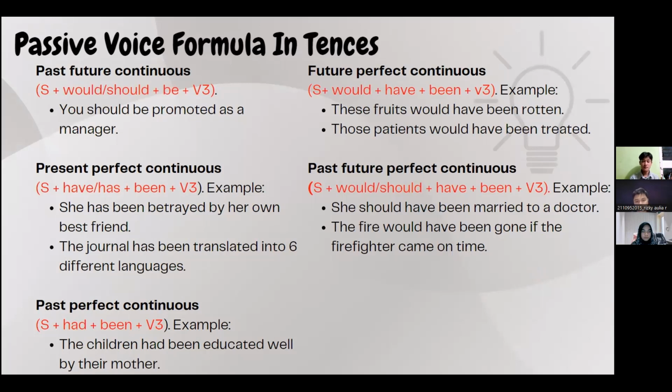The next one is future perfect continuous. The formula, subject plus will plus have plus been plus verb 3. For the example, these fruits would have been rotten. And the last one is the passive voice formula in past future perfect continuous tense. The formula is subject plus will or should plus have plus been plus verb 3. The example, the fire would have been gone if the firefighter came on time. Next slide.